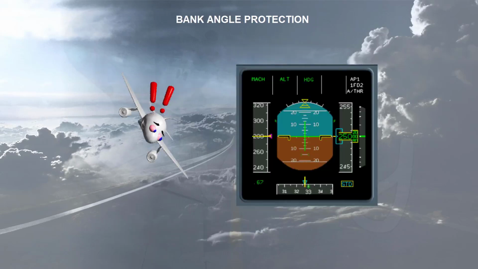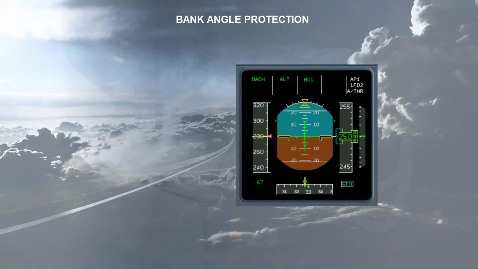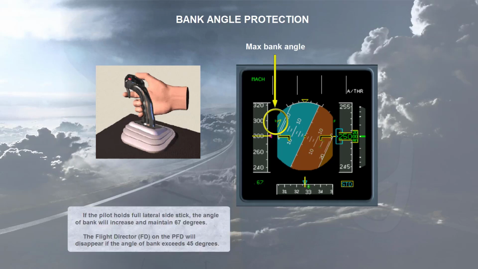Notice that the pilot cannot override the automatic pitch up. Under normal law, bank angle protection limits the angle of bank to 67 degrees, shown by green dashes on the PFD. If the pilot holds full lateral side stick, the angle of bank will increase and maintain 67 degrees. The flight director, FD, on the PFD will disappear if the angle of bank exceeds 45 degrees.